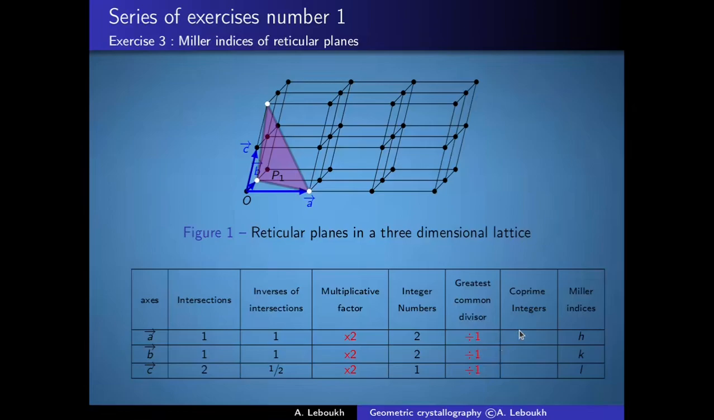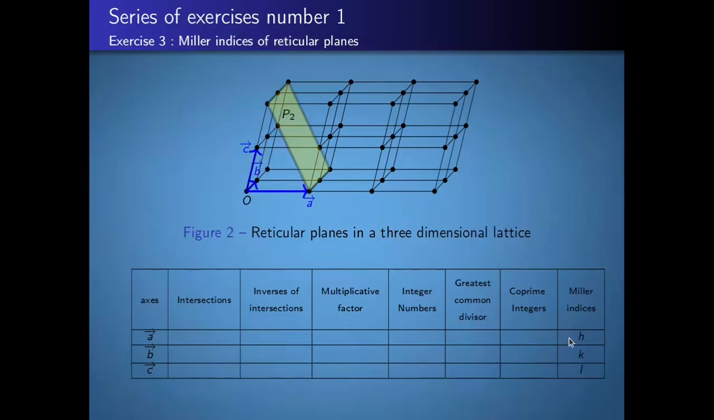So we say that these three integers are coprime integers, and we note these coprime integers as 2, 2, 1. As these integers are coprime, we say that these numbers are the Miller indices of this plane. And we say that this plane has as Miller indices 2, 2, 1.